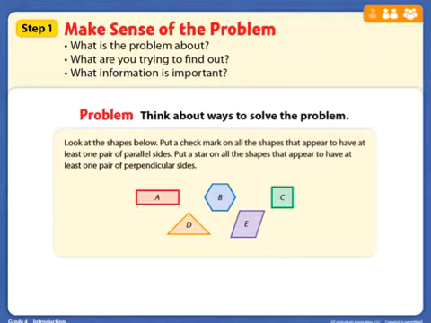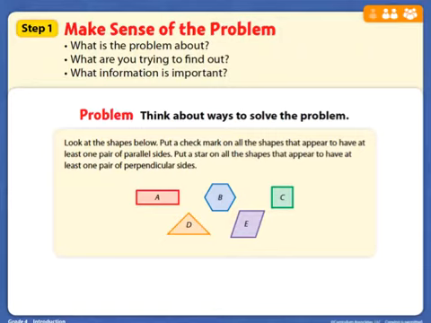So let's read our problem through the first time. Look at the shapes below. Put a check mark on all the shapes that appear to have at least one pair of parallel sides. Put a star on all the shapes that appear to have at least one pair of perpendicular lines.